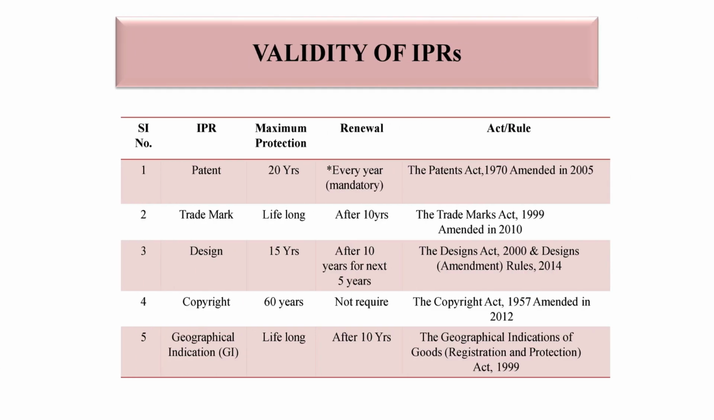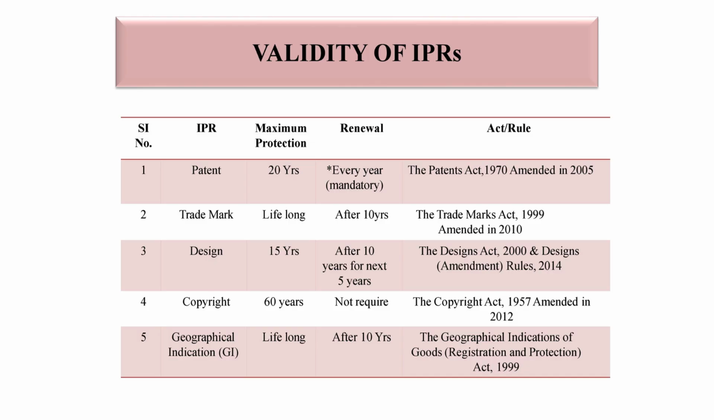If you observe the table, it compares 5 types of IPR against their maximum protection, renewal terms, and the governing act or rule. The first row is patent, maximum protection of 20 years, renewal every year, mandatory, under the Patents Act 1970 amended in 2005. The next row is trademark, lifelong protection, renewal after 10 years under the Trademarks Act 1999 amended in 2010.